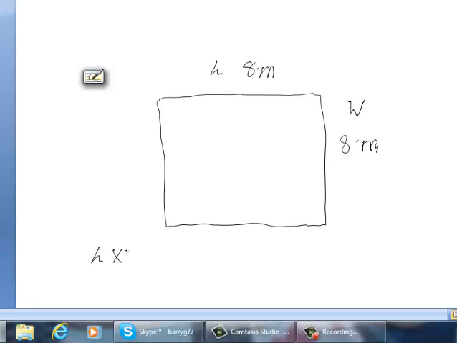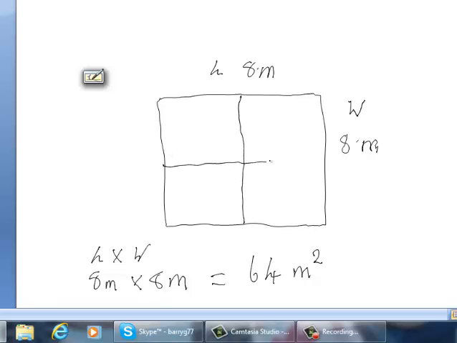It's length times the width. So we know the length is 8 meters times 8 meters equals 64. So it's 64 m2, which represents meter squared, or it can also be described as square meters. So just to show square meterage, I'm going to break down the square. So I'm going to put a line down the middle and break it through.